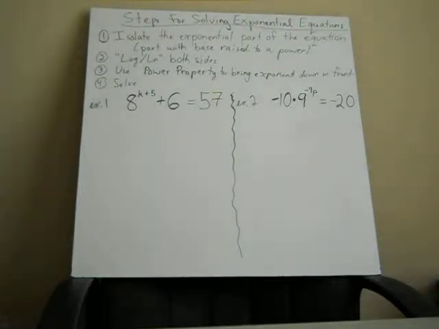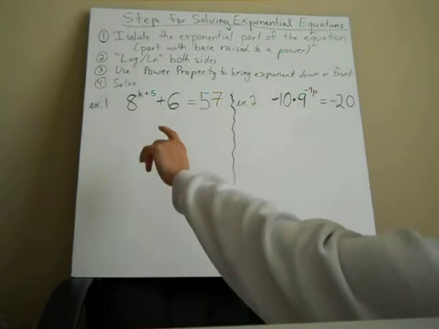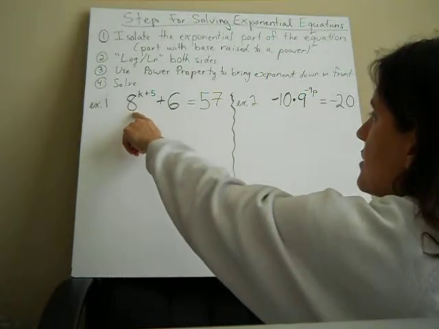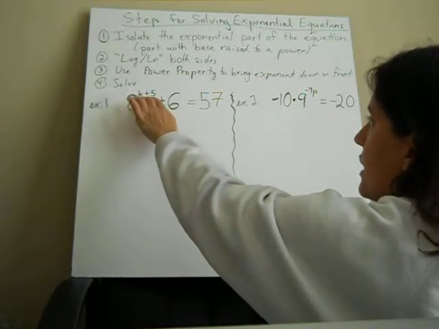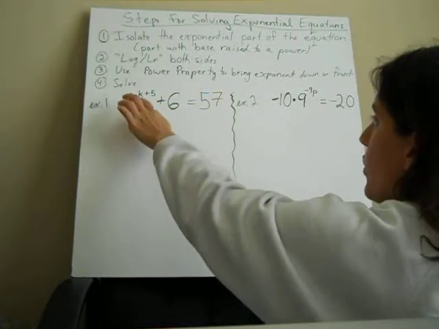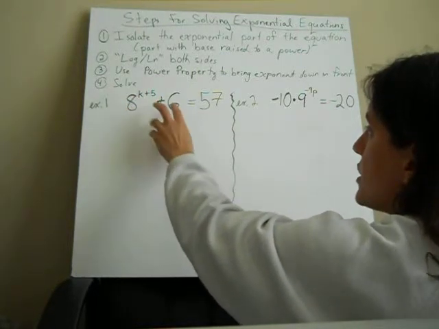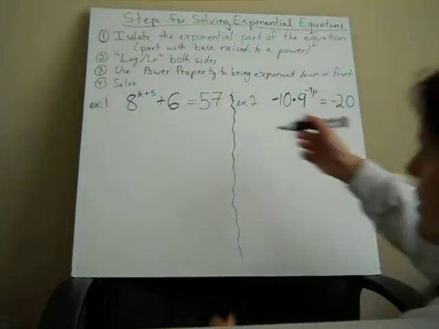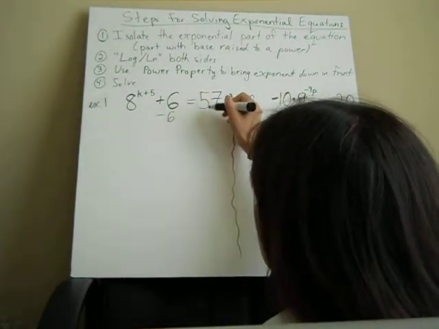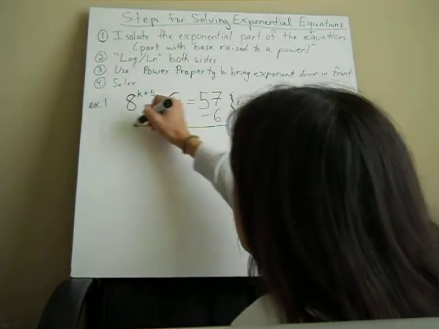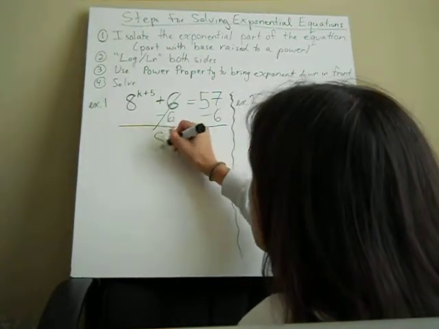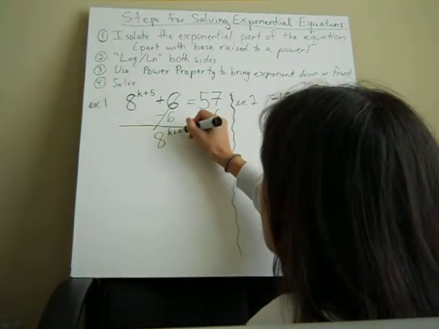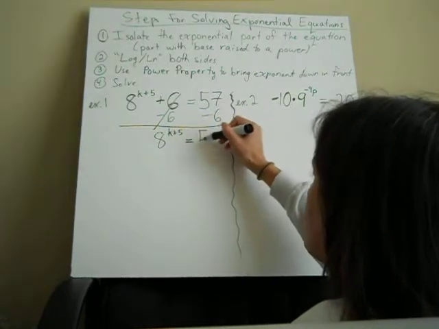So in example 1, the part that we're going to try to isolate, you see 8 is the base, and it's being raised to the k plus 5 power. So in order to solve for k, we're first going to need to get this over here. So first we're going to subtract 6 from both sides. And what we've got is 8 to the k plus 5 is equal to 51.